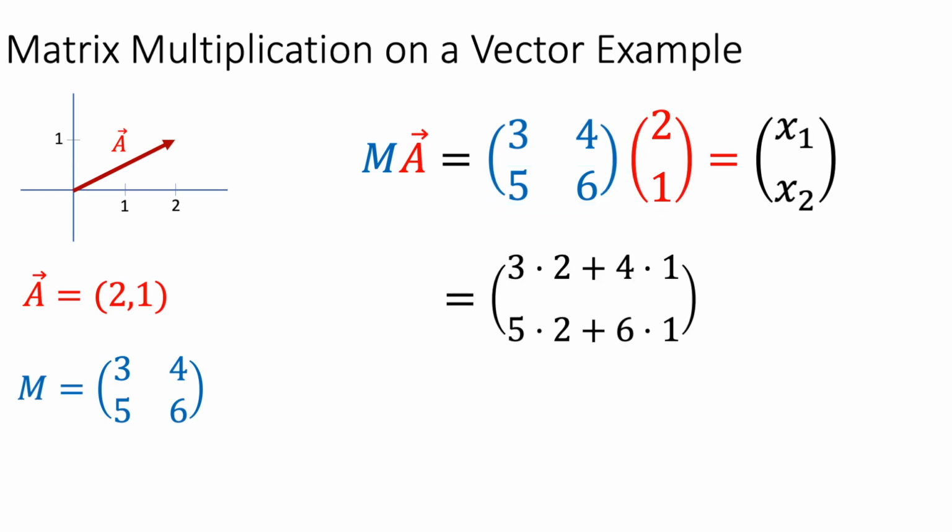Now if I write it out, we have 2 dot products effectively, right? This 3, 4 dotted with 2, 1 is the top, right? 3 times 2 plus 4 times 1. And then the bottom, we got this 5, 6 times 2, 1. So 5 times 2 plus 6 times 1 right there. And then if we simplify that, that's the answer. So if we do matrix multiplication with the matrix M on the vector A here, we get this vector out.